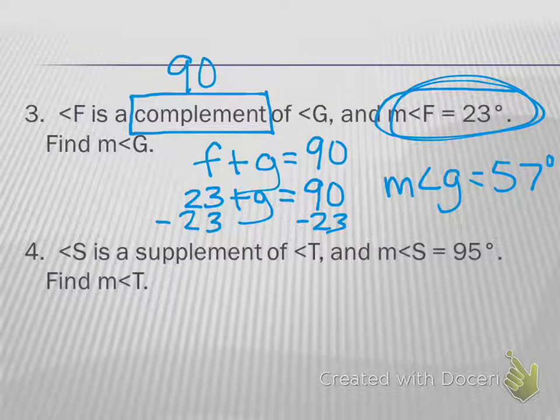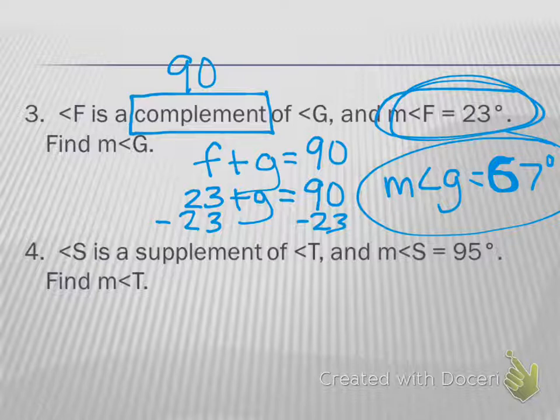67. You tricked me. That's a 6. Sorry. Kind of ugly. So the measure of angle G is 67 degrees. And again, you can double check by just typing in your calculator 23 plus 67. You should get 90 because they are complementary angles.